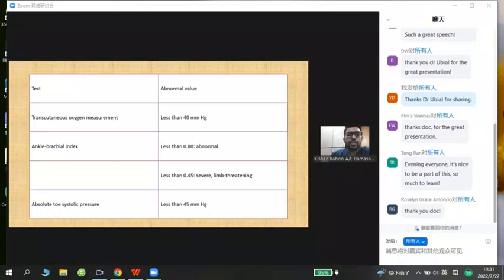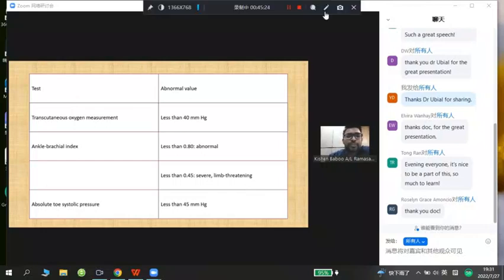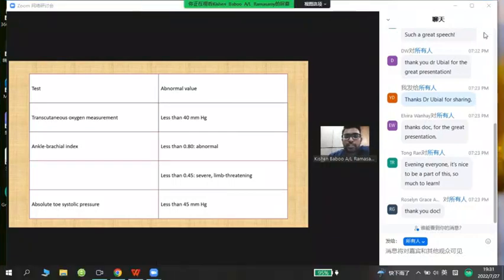So these are the normal and abnormal values seen when you are using these particular tools to check on the vascular status. As you can see, the transcutaneous oxygen measurement is usually less than 40. Your ABPI is usually less than 0.8, and in case of less than 0.45, it's already severe. When the value is more than 1.2, it's an indication of atherosclerosis. And your toe systolic pressure is usually less than 45 millimeters of mercury.